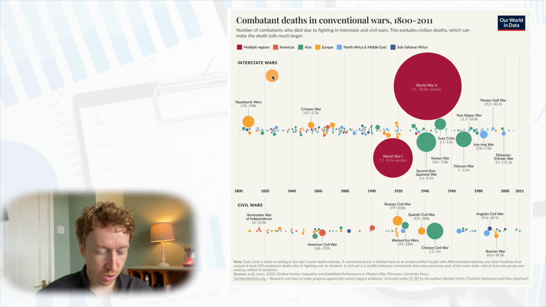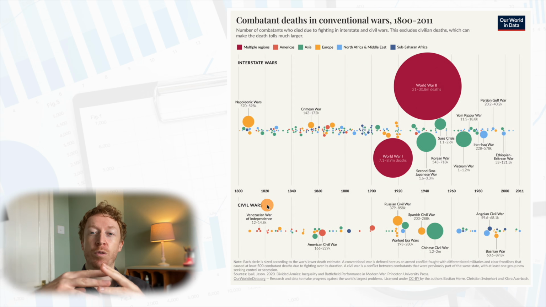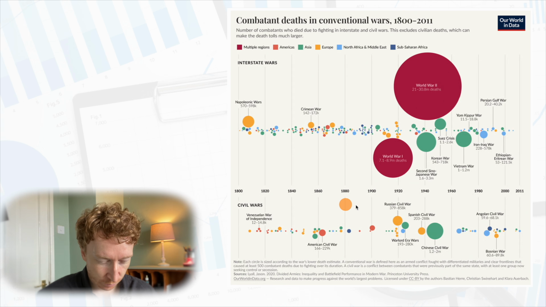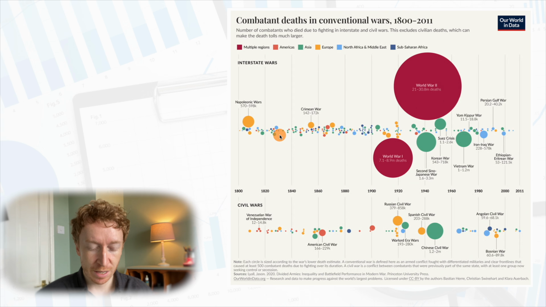The chart on the top is for interstate wars, which means wars between countries. Whereas the chart on the bottom displays the civil wars, which means wars within the same country. Along the x-axis here we have the years. So the chart goes from 1800 to 2011. Let's take a look at the interstate wars chart first.